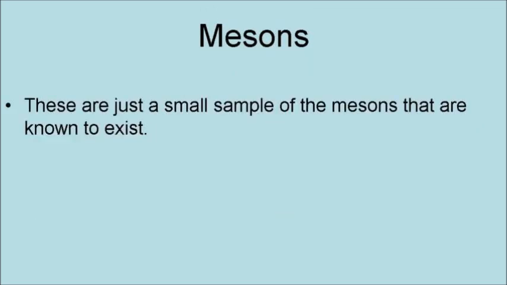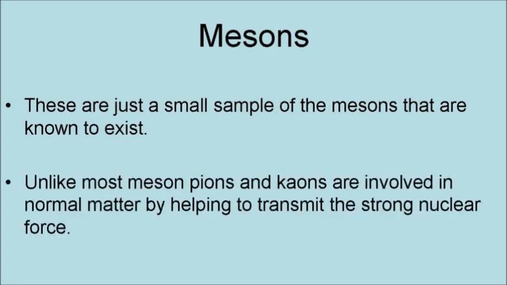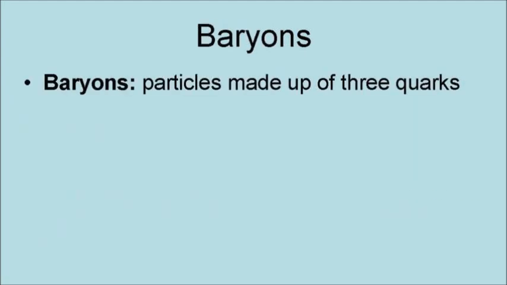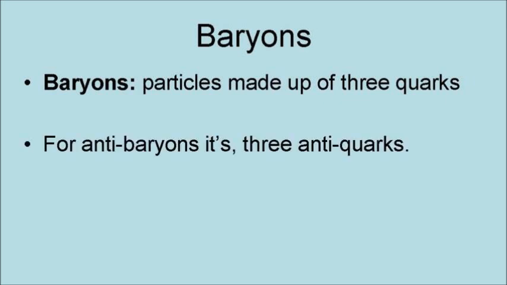These are just a small sample of the mesons that are known to exist. However, unlike most mesons, pions and kaons are involved in normal matter by having to transmit the strong nuclear force. Baryons are particles made up of three quarks. For anti-baryons, it's three anti-quarks.